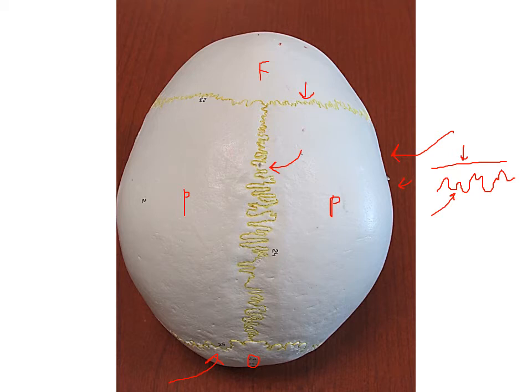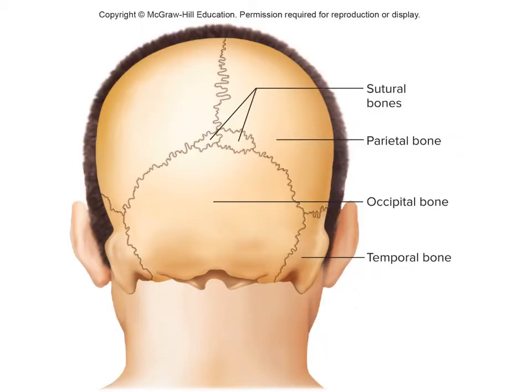This is a picture of them. It's not really showing a whole lot, it's showing the bones, but this would be the sagittal suture, this is the lambdoidal suture, and then this is part of the squamosal suture.